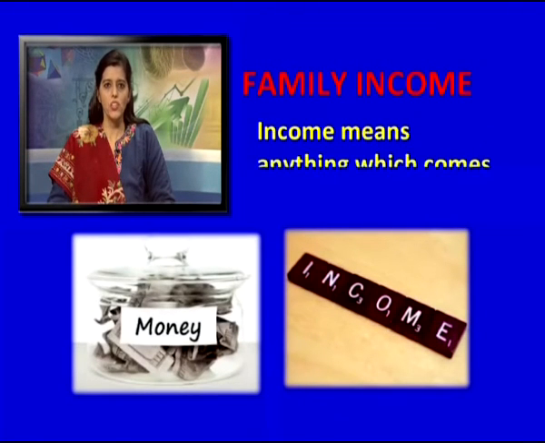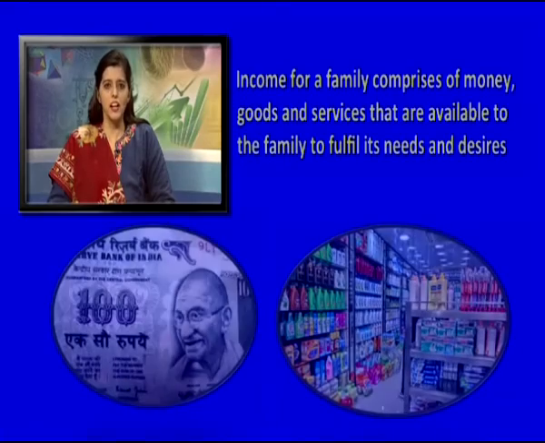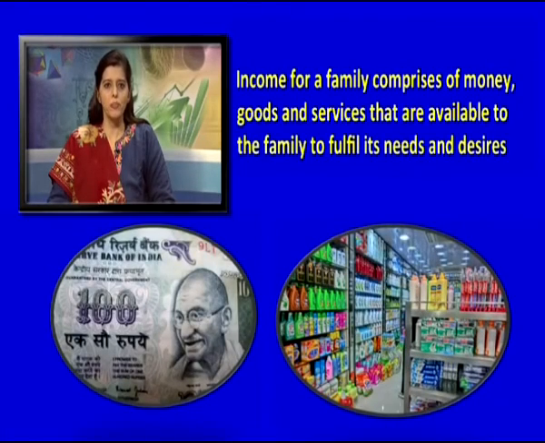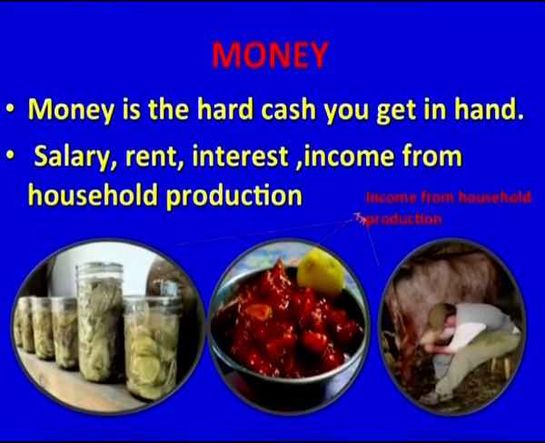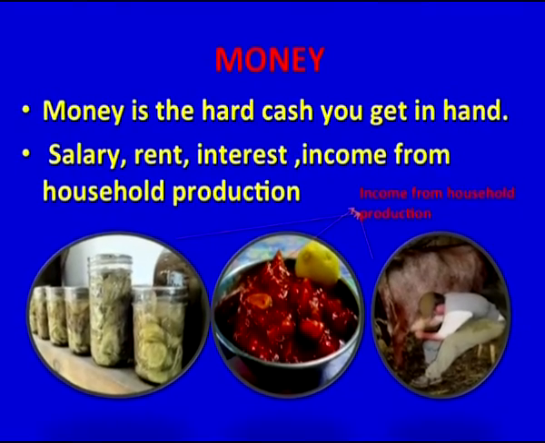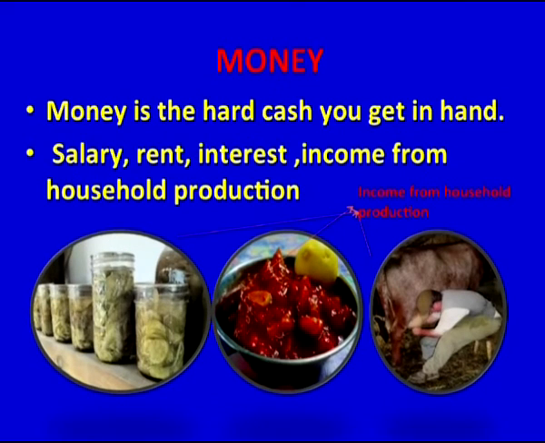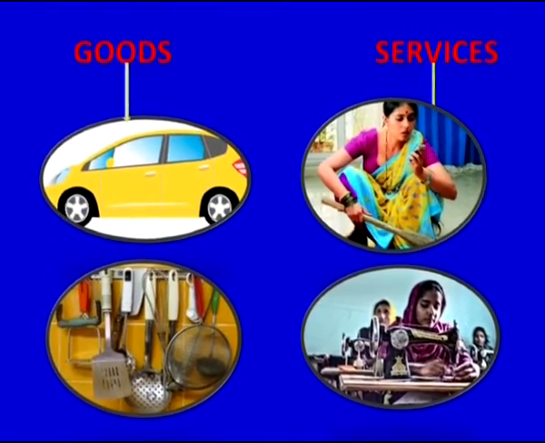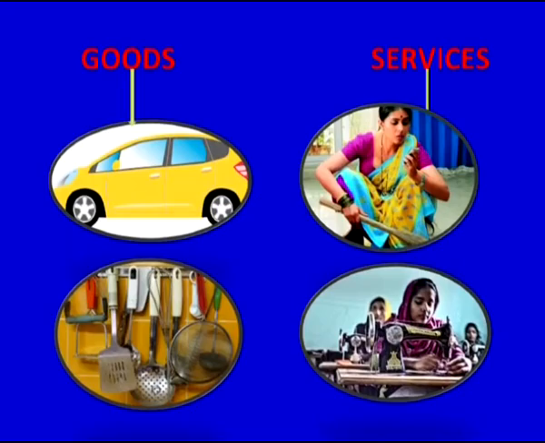Income means anything which comes into the family. Income for a family comprises of money, goods and services that are available to the family to fulfill its needs and desires. Money is the hard cash you get in hand. Salary, rent, interest, income from household production are the ways by which you get money. These are the different goods, for example car, and these are the different services.